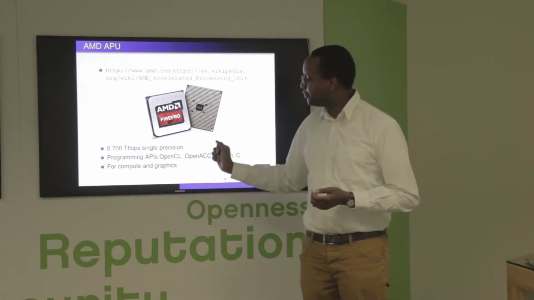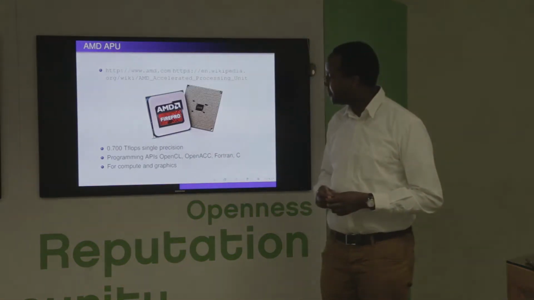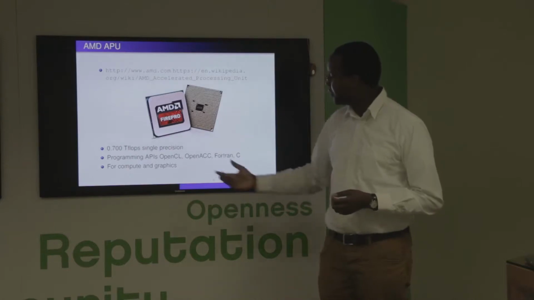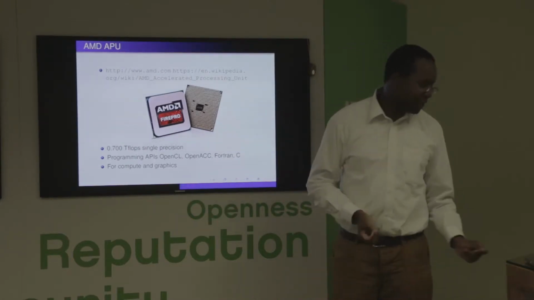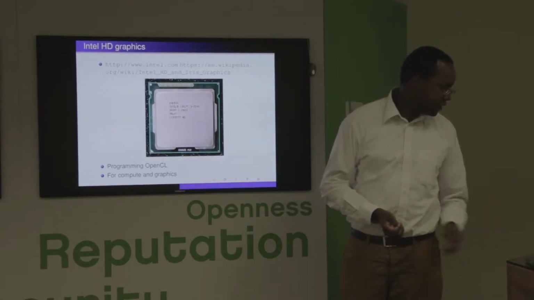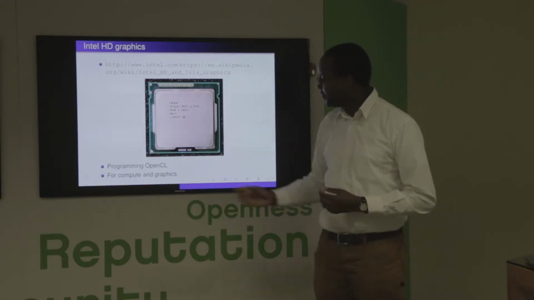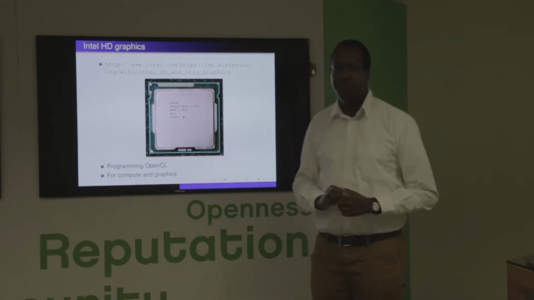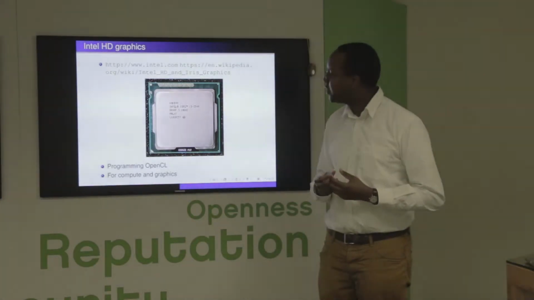Reasonably high single precision performance, not quite as good at double, so it's a little worse than half. But a large number of programming APIs, and maybe able, for some applications, to get more efficient results. Intel also has something similar. They call it HD Graphics. They haven't really marketed it in terms of HPC, but it's the same kind of thing. You have a CPU and GPU on the same chip.